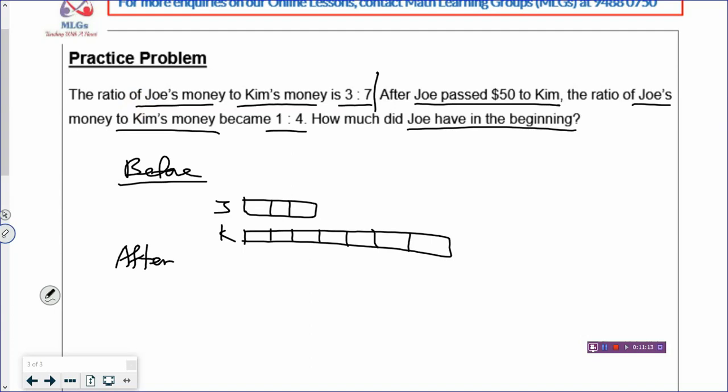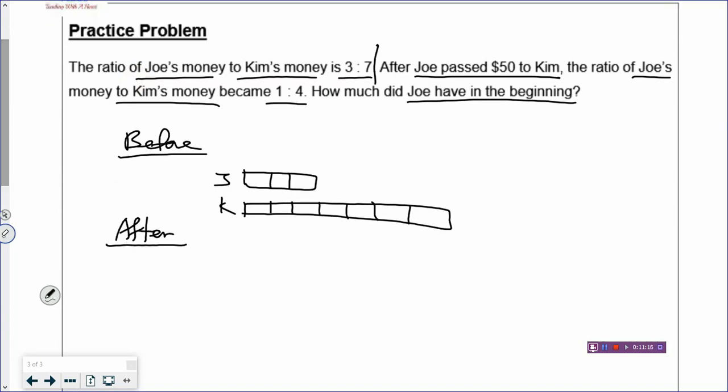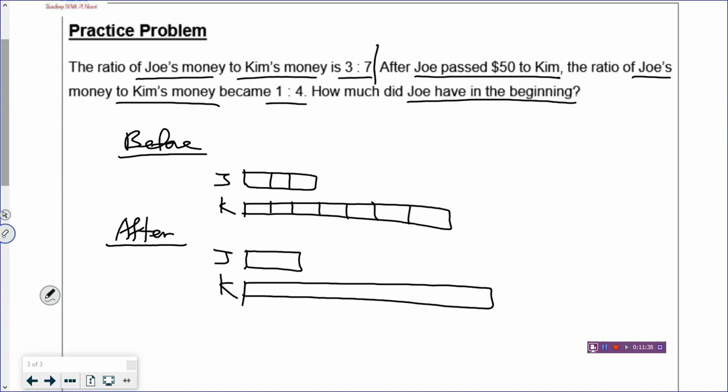So in this problem, it's better to separate the model so that it's easier to see. When Joe passed money to Kim, of course Joe will have a shorter rectangle, right? And then Kim will have more, because Kim gets money from Joe. So Kim will have a longer rectangle than before, and not only that, the ratio is 1:4. It means that Joe has 1 box, 1 unit, and Kim will have 4 boxes, right? 1:4. Okay, that's how you draw the model.